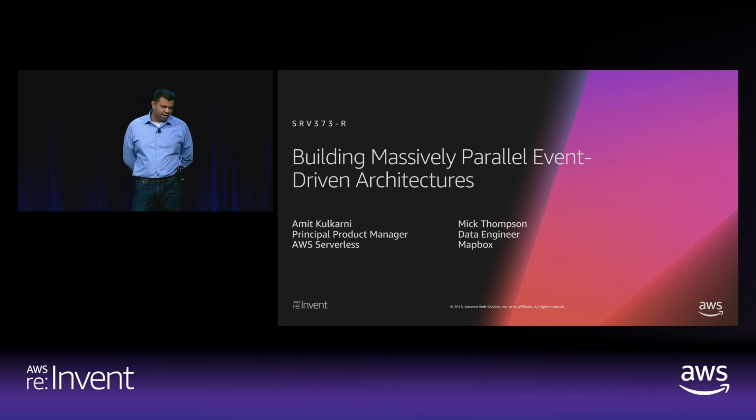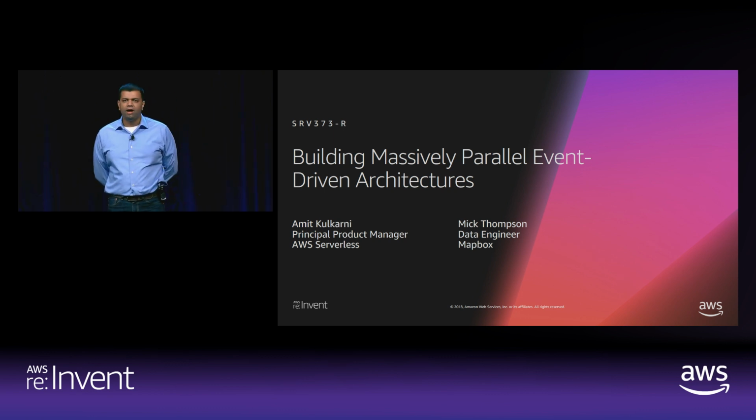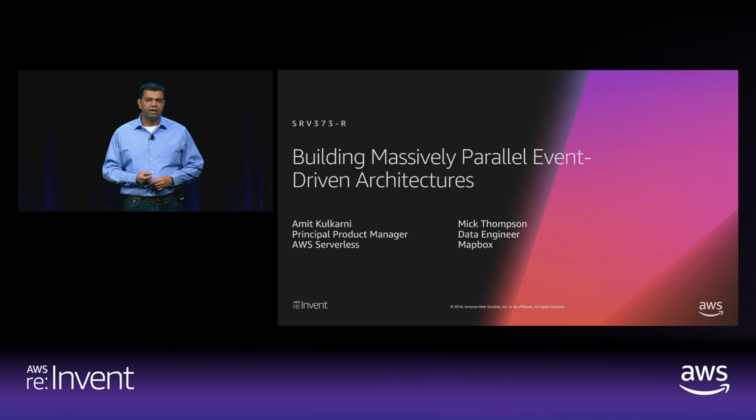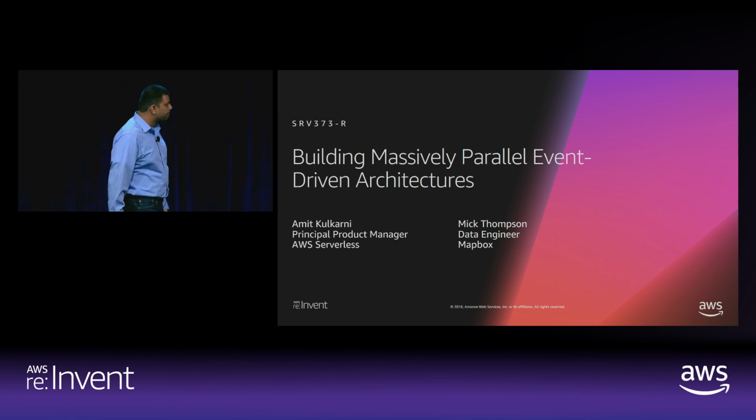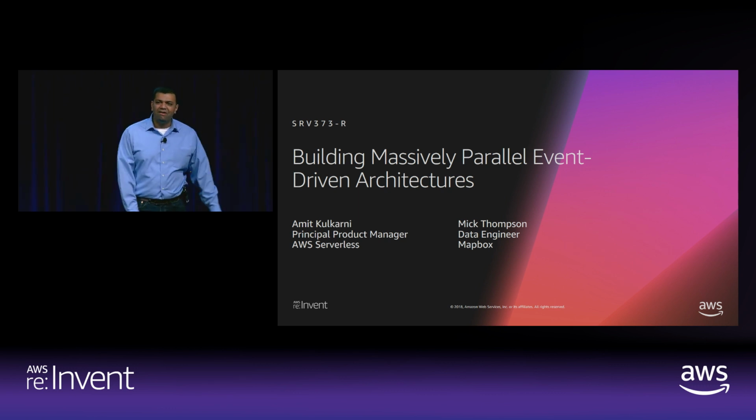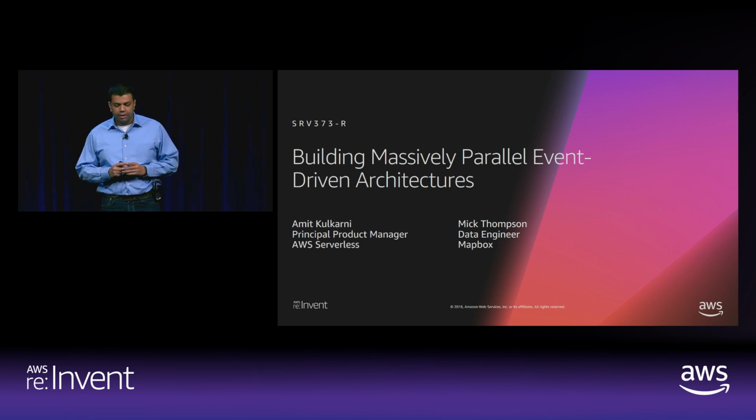This session is SRV373, Building Massively Parallel Event-Driven Architectures. This is a repeat of the session on Monday. My name is Amit Kulkarni. I'm a product manager on the AWS Serverless team. And it's 6:15, so I know I'm probably standing between people and the cocktail bar, so it's a very dangerous place to be. So we have about an hour's worth of content here.